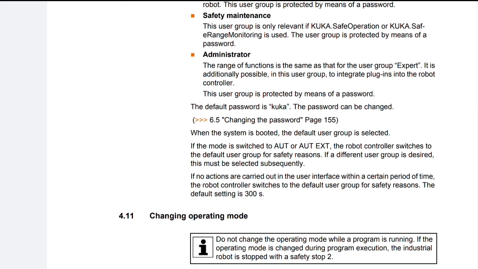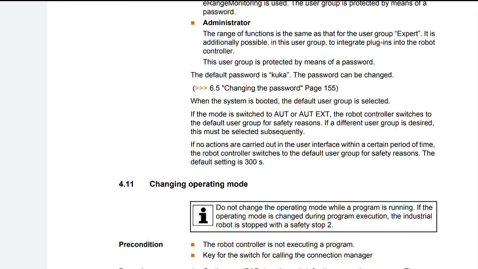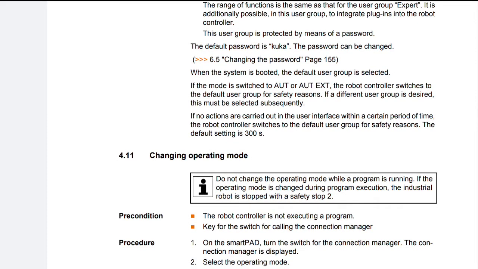The default password is KUKA. The password can be changed. When the system is booted, the default user group is selected. If the mode is switched to AUT or AUT EXT, the robot controller switches to the default user group for safety reasons. If a different user group is desired, it must be selected subsequently. If no actions are carried out in the user interface within a certain period of time, the robot controller switches to the default user group for safety reasons. The default setting is 300 seconds.